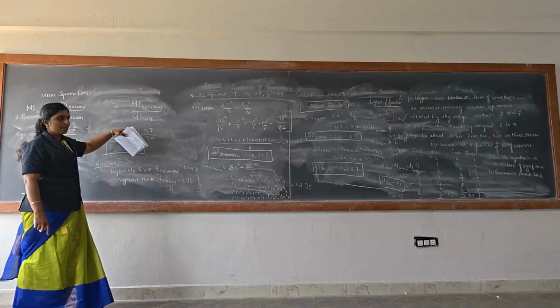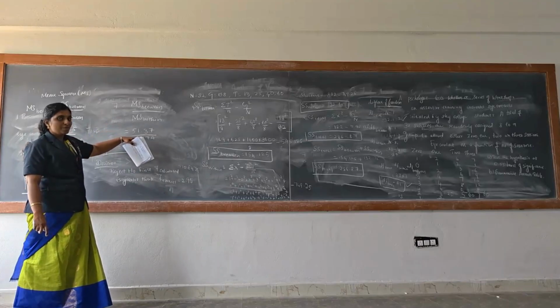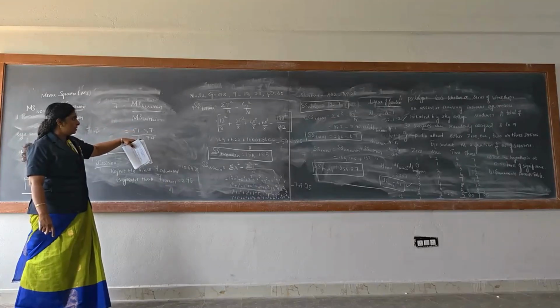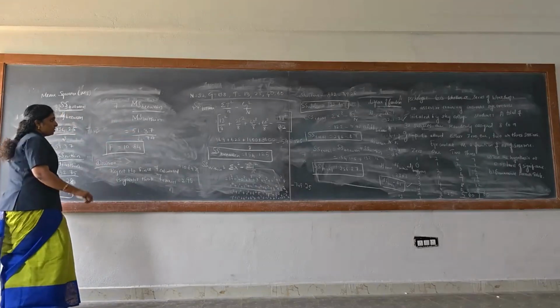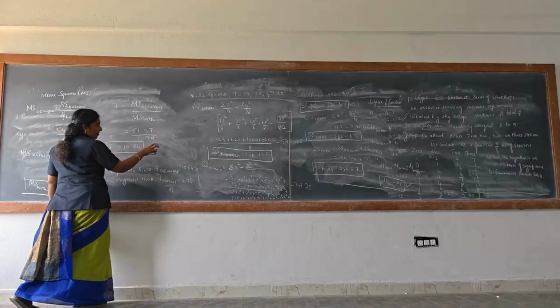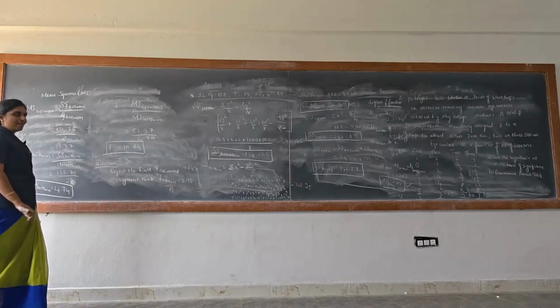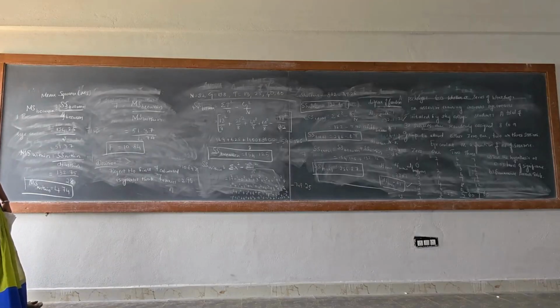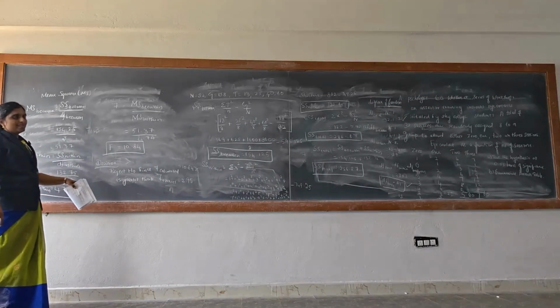The next step is you have to go for the decision. So here the calculated value is always greater than the tabulated value. So automatically here the null hypothesis is rejected. So finally you have to write the interpretation process.